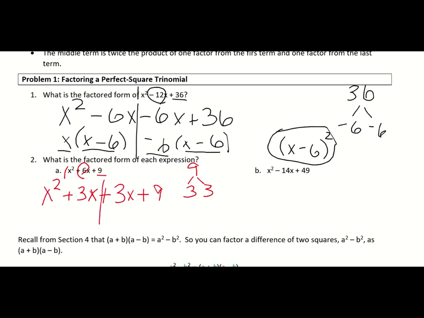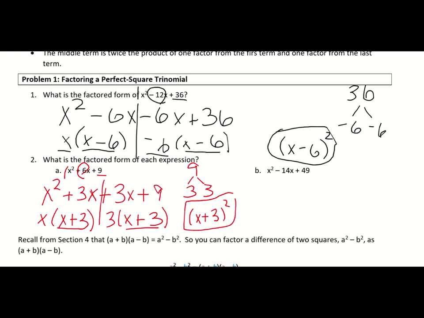I'm going to split it into 2 binomials and factor by GCF. On the left, I'm taking out an x. On the right, I'm taking out a 3. The insides match. I have x plus 3 left. So x plus 3 is my first binomial. And what's out front, the x plus 3, would make my second binomial. Now, since it's the same as my first, I'm just going to say that this would have been x plus 3 squared as my final answer.